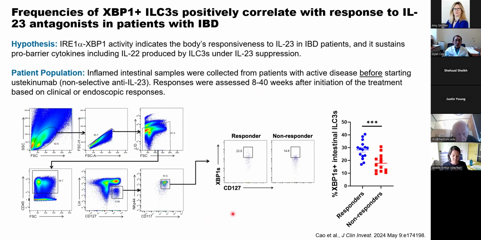We performed flow cytometry to identify the mucosal ILC3s as well as the level of XBP1 in the ILC3s. Here you can see the patients with a higher expression of XBP1 in their ILC3s before the start of using ustekinumab actually had a better chance to respond to the therapy afterwards.